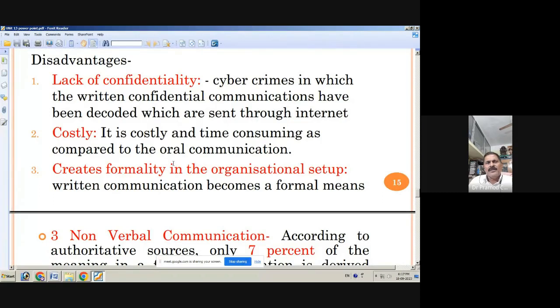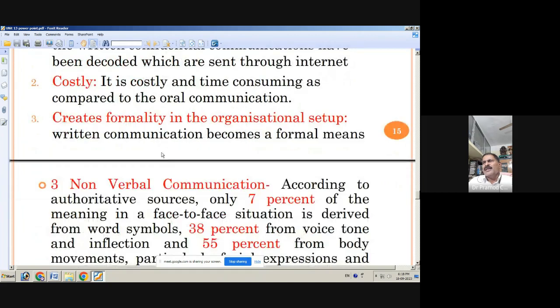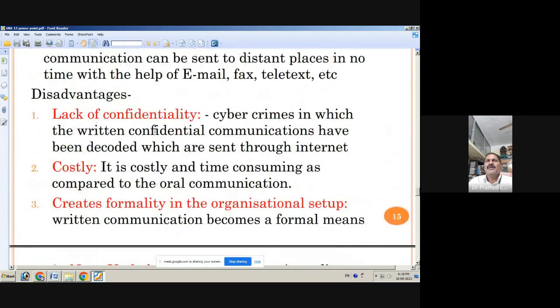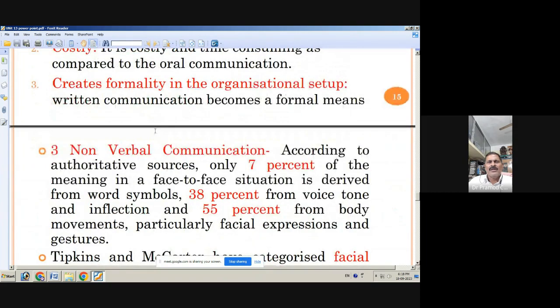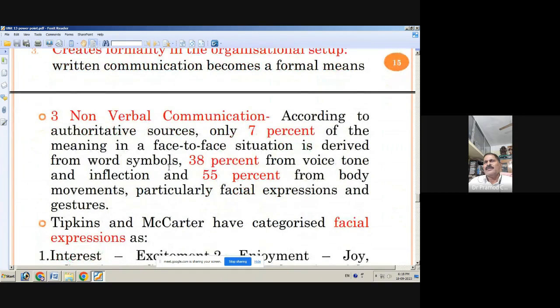So sometimes when you are giving the written document, then it is very costly, because oral communication is nothing but only conversation. But here we will have to print the document, because for printing we need cost. But in case of the organizational setup, written document is very formal, and you know that we will not be able to avoid all these things.